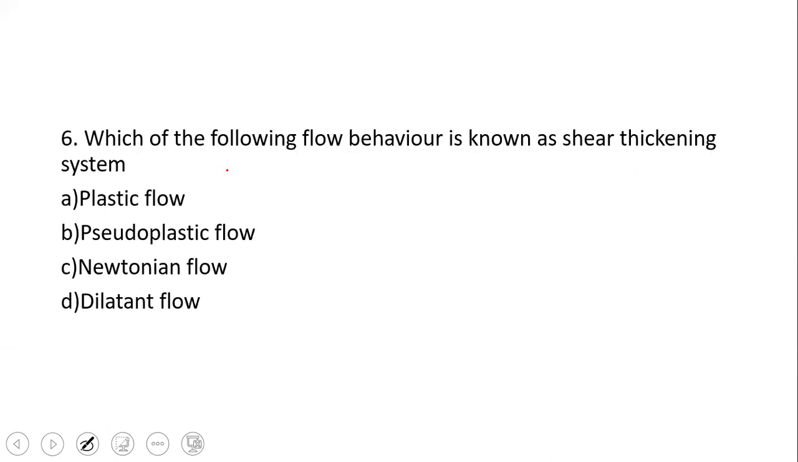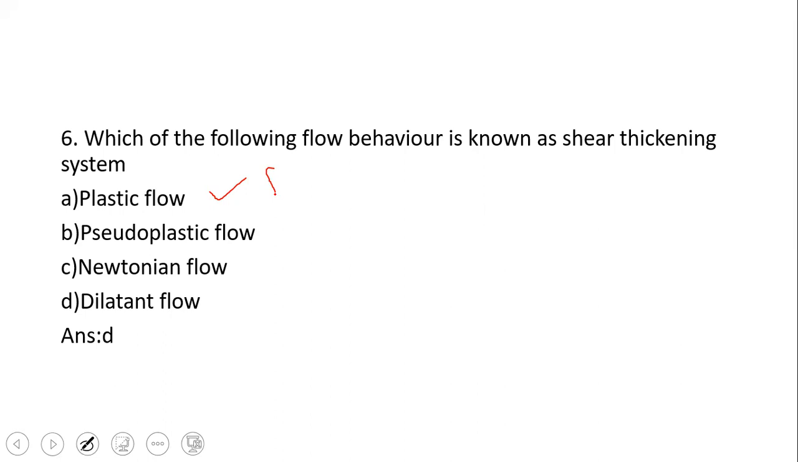Next question. Which of the flow behavior is known as shear thickening system? Option A, plastic flow. Option B, pseudoplastic flow. Option C, Newtonian flow. Option D, dilatant flow. We have seen plastic flow for flocculated suspension, right? So pseudoplastic flow is otherwise known as shear thinning system. Newtonian flow, we have seen that water, castor oil, ethyl alcohol, these are Newtonian flow. So shear thickening substance is dilatant flow. Dilatant flow is shear thickening.